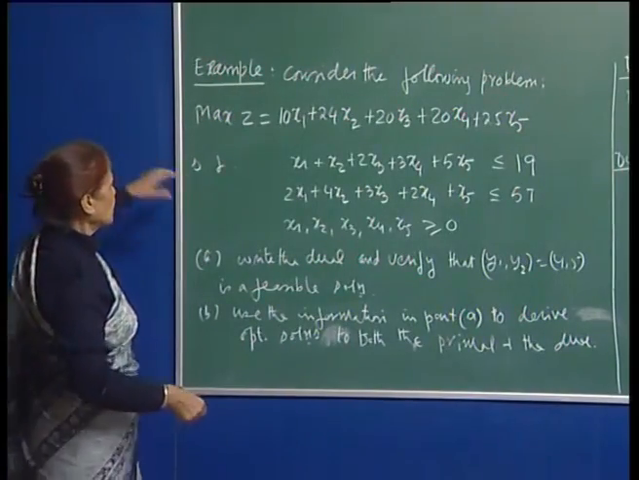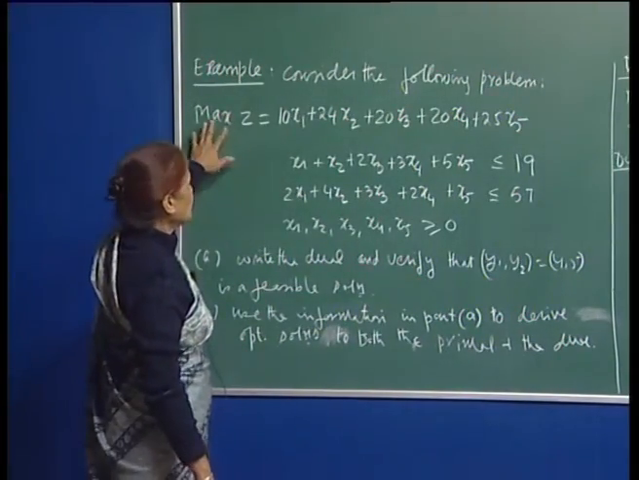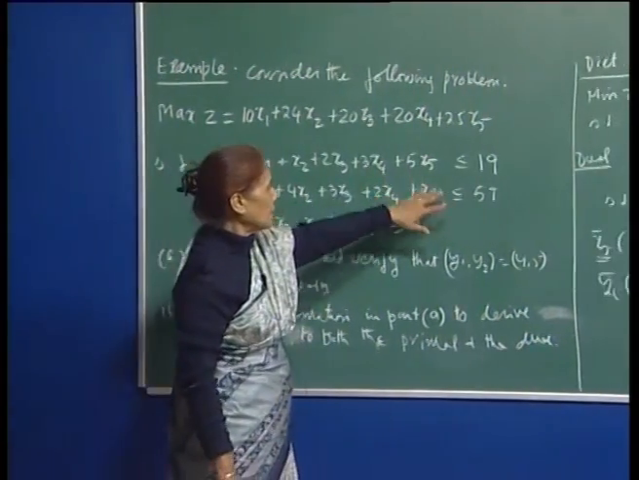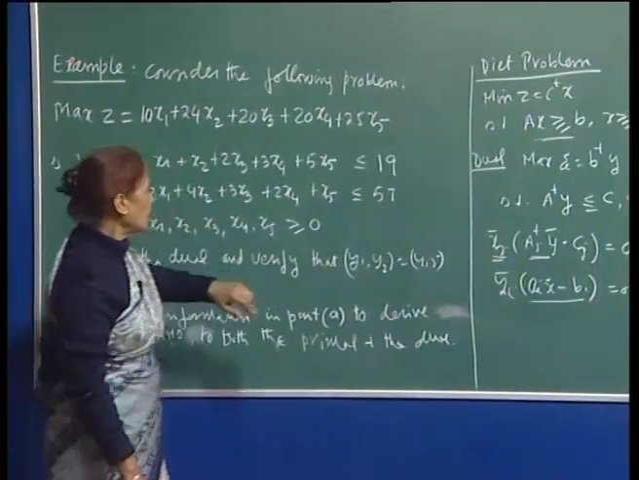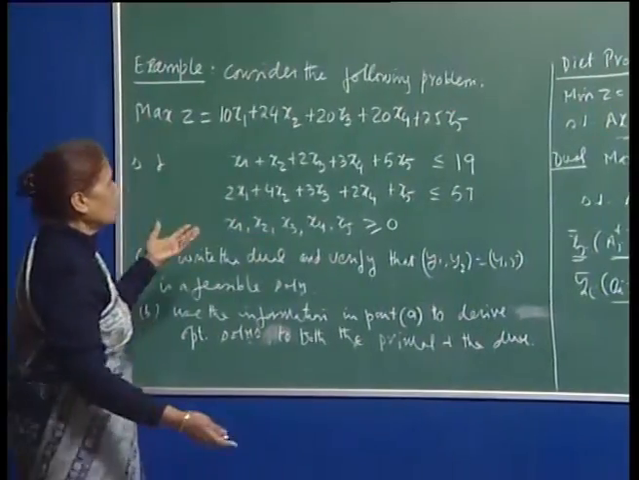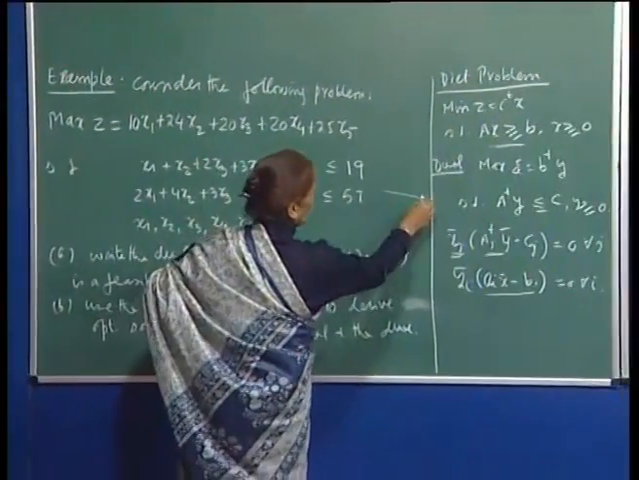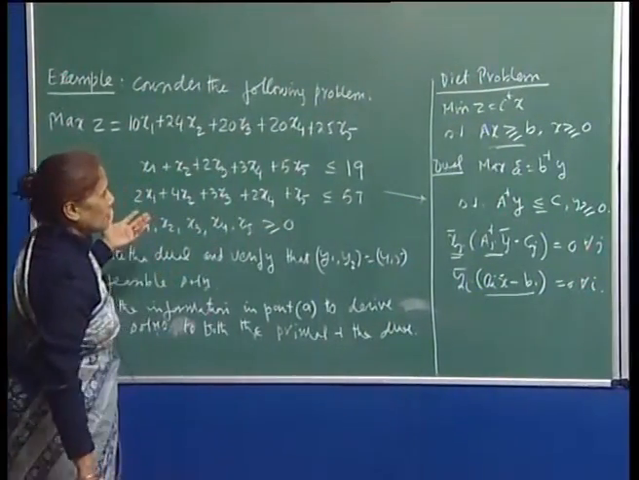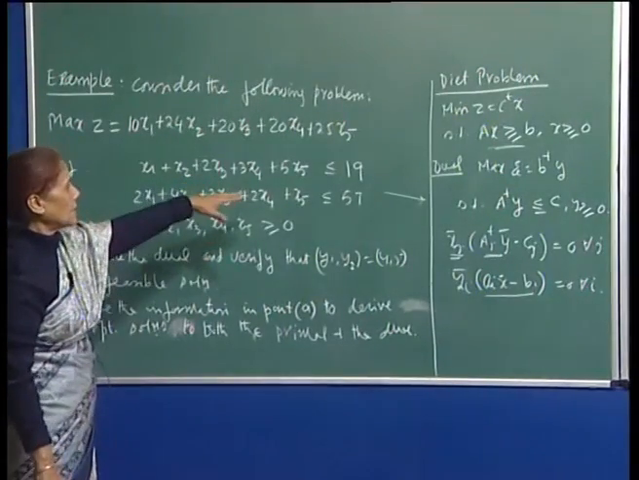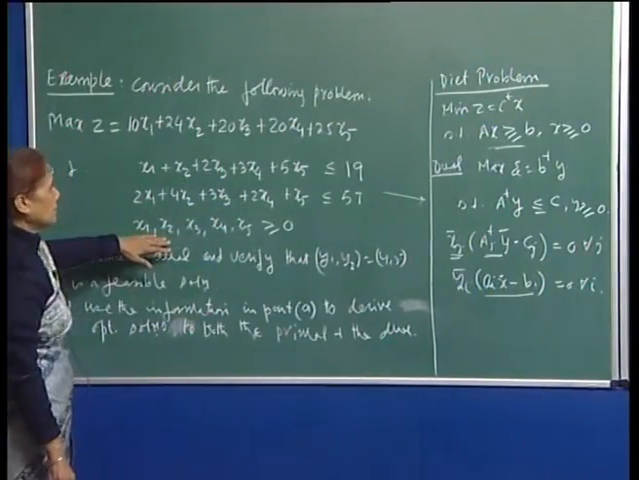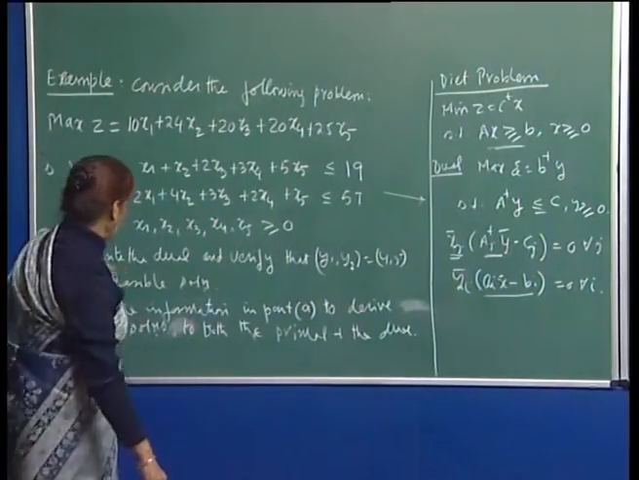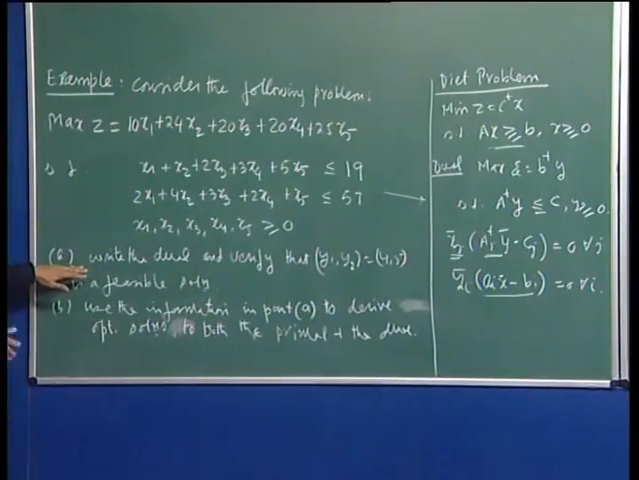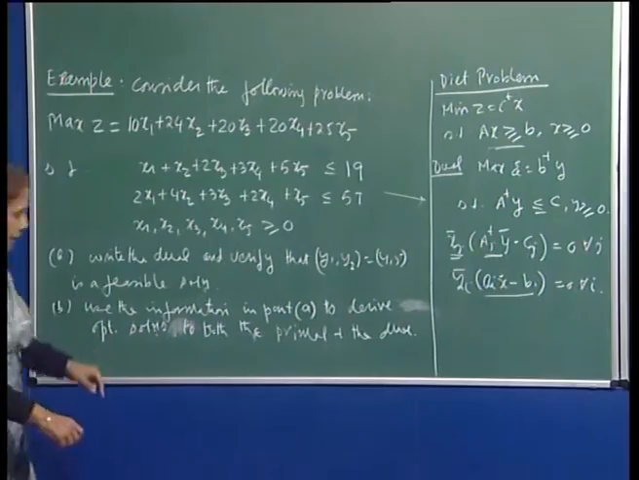Suppose you have been given this problem. This is a maximization problem, the constraints are of less-than kind, and the variables are non-negative. So, in fact, you can say that this is a dual problem: maximize the objective function subject to less-than constraints and non-negative variables. You are asked to write the dual of the problem, so let us quickly write the dual.